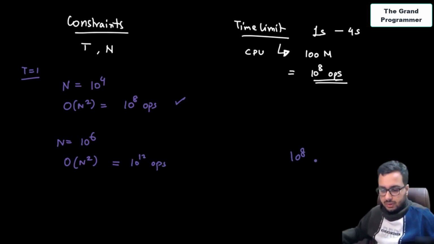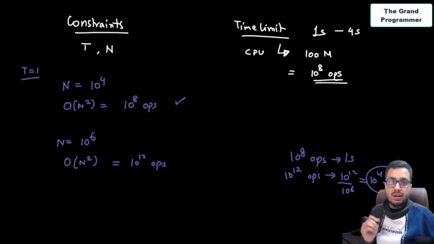If 10 power 8 operations take 1 second, then 10 power 12 operations will easily take 10 power 12 by 10 power 8, that is 10 power 4 seconds. So you're bound to get a time limit exceeded error. This is a trick that you can use to identify whether the solution that you are thinking of will pass or not. Then you need to think about what complexity would pass this value.